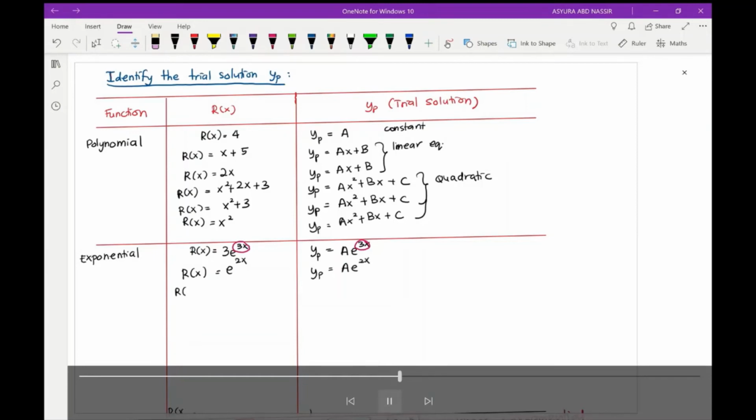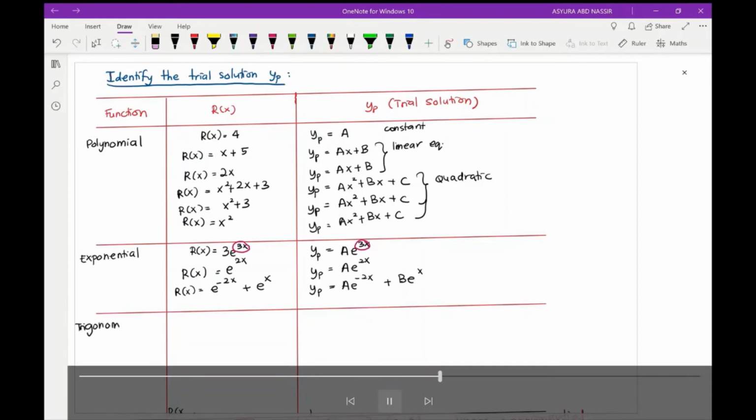Alright, next. Rx is e^(-2x) plus e^x. So you have two different exponential functions, meaning you will have two different terms of exponential functions for your Yp. That is, the first one, Yp is ae^(-2x), and then the second one plus be^x. Okay, so next example, let's see the trigonometric function.